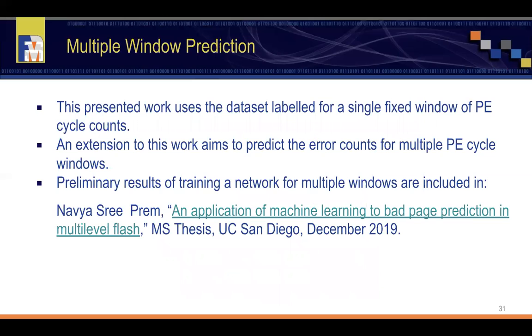And now moving on to the second extension, which is multiple window prediction. In this presented work, we've used labeling on a single p-cycle window. An extension to this is to train a network to predict the classes for multiple fixed windows. Some preliminary results on multiple fixed window prediction and detailed results for the presented work can be found in the master's thesis linked on the slide.